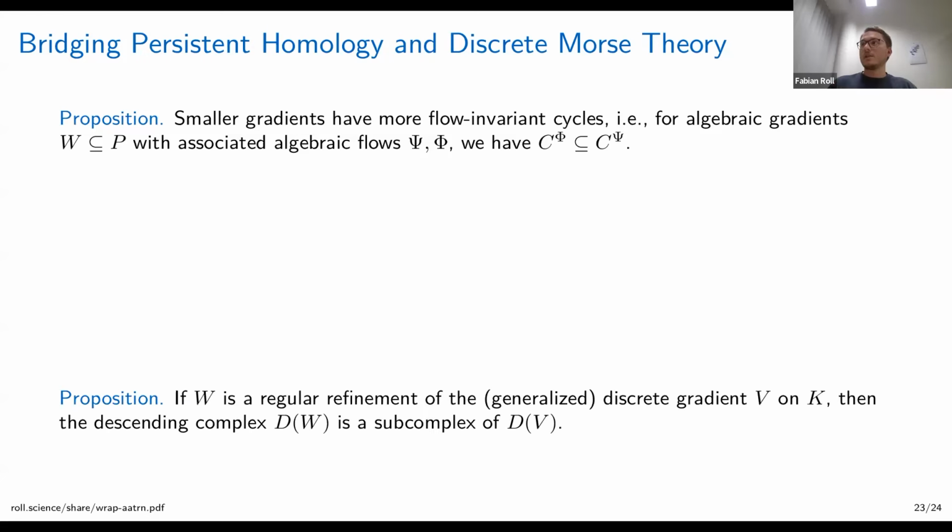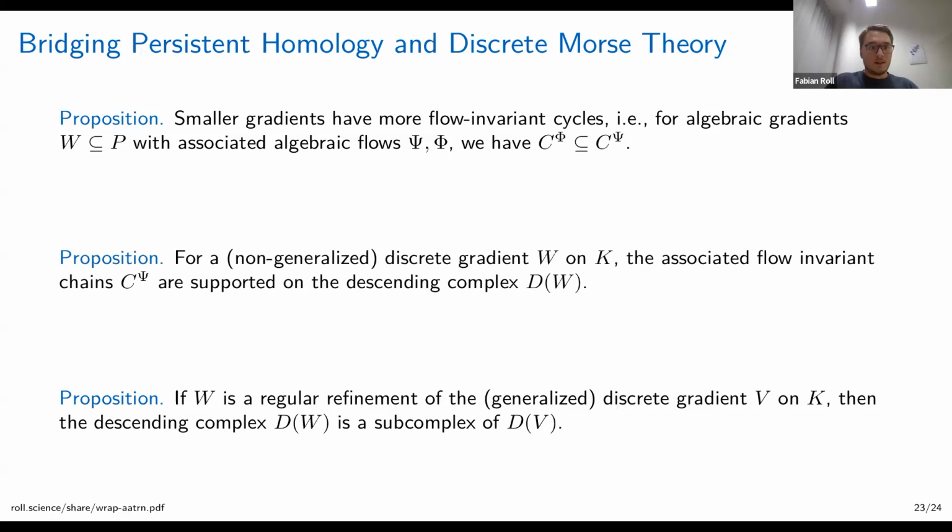Then there is an analogous statement in the geometric world, like in the simplicial complex world, meaning that if you have a discrete gradient W that is a regular refinement of a generalized discrete gradient V, and regular means that every non-critical interval in V is partitioned by non-critical intervals in W, then the descending complex of W is a subcomplex of the descending complex of V. And the way you should read this proposition is that V is the gradient of the Delaunay radius function, and W is the zero persistence apparent pairs gradient.